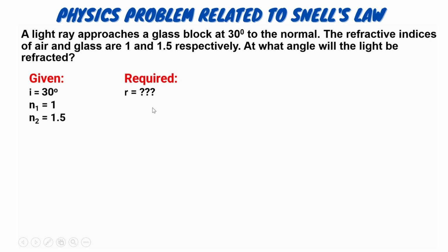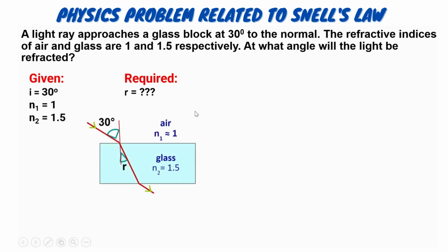Now, to clearly understand the problem, we need to draw and illustrate the situation. Okay, so we have here the incoming incident ray where there is a 30 degrees angle of incidence. Okay, and then what we are asked is to determine the angle of refraction. So first we have air, and then the second medium we have the glass.